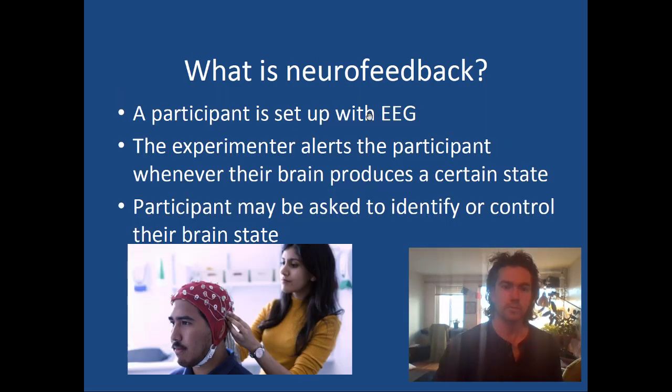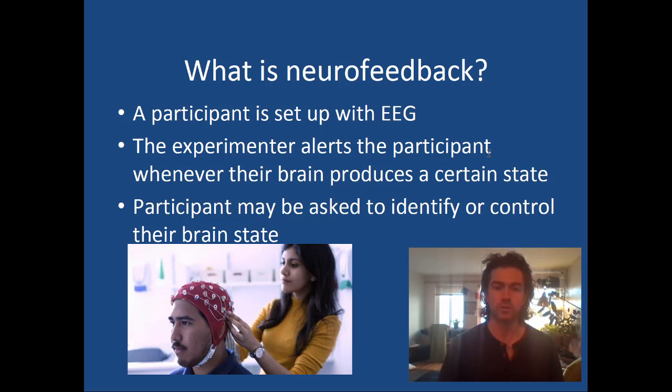So then what is neurofeedback? Neurofeedback is a situation where a participant is set up with EEG, so electroencephalogram, so you can record activity like what we were just looking at. And then the experimenter alerts the participant whenever their brain produces a certain state, say the alpha rhythm, for example. And then the participant may be asked to identify or control their brain state.